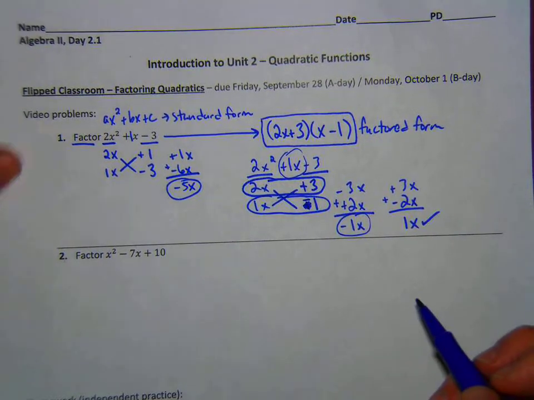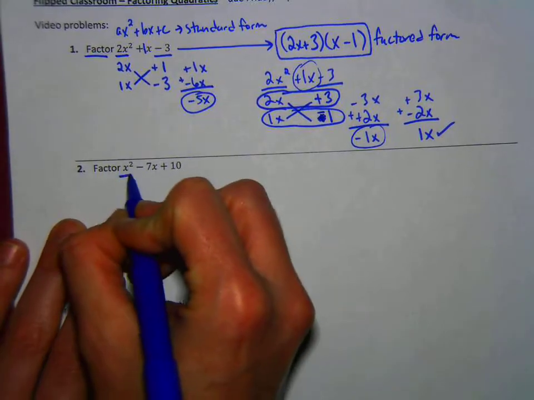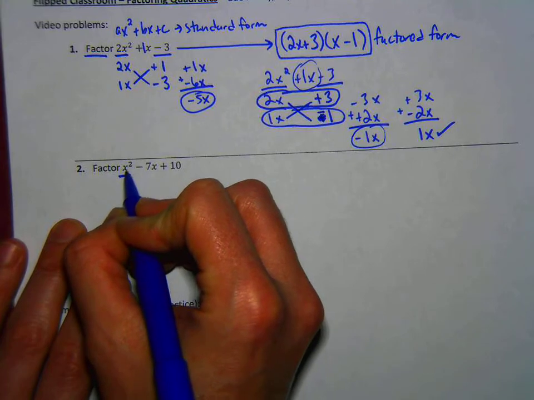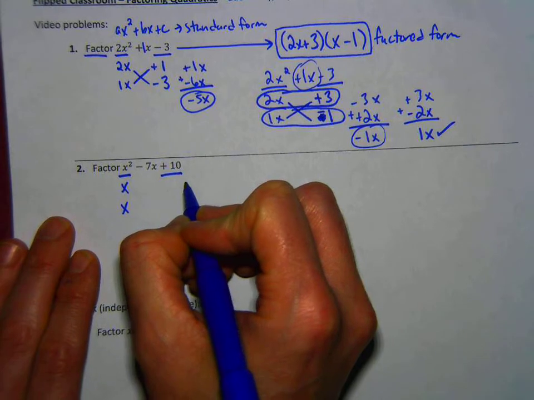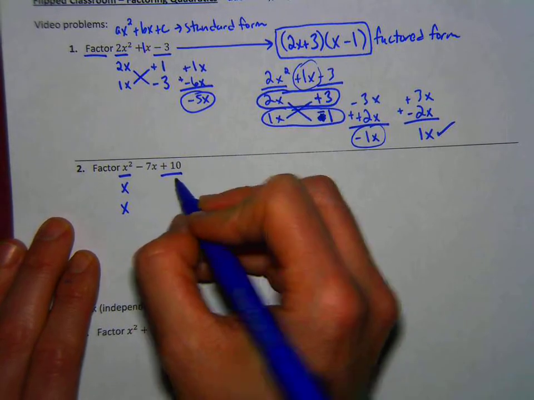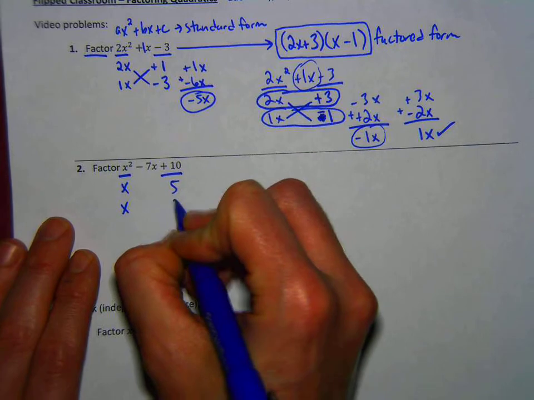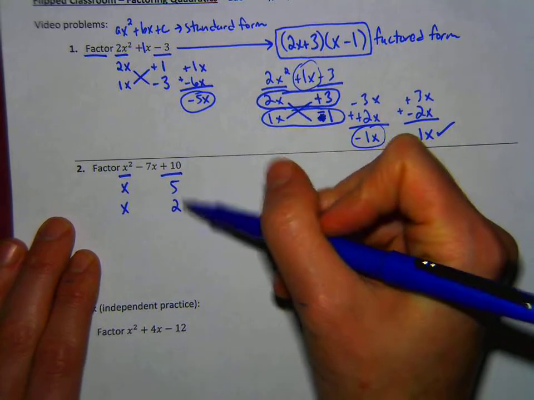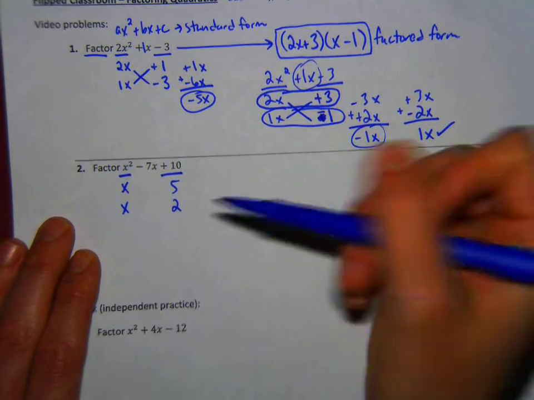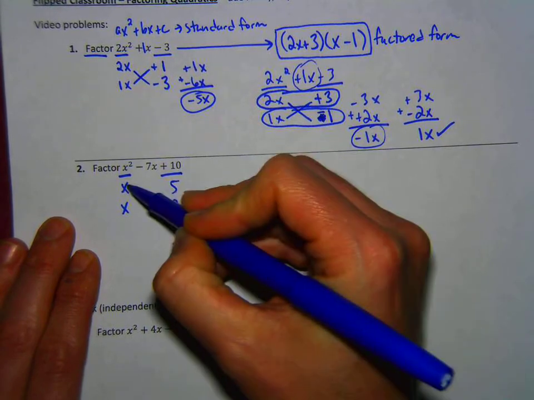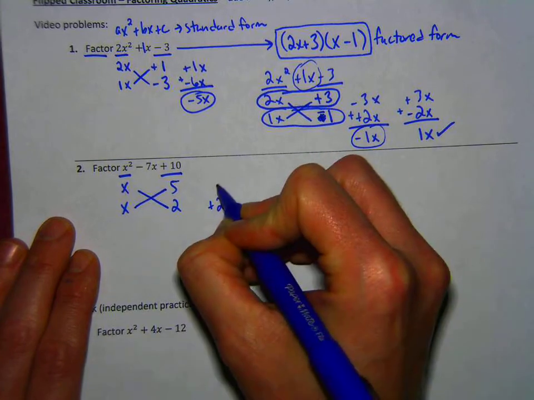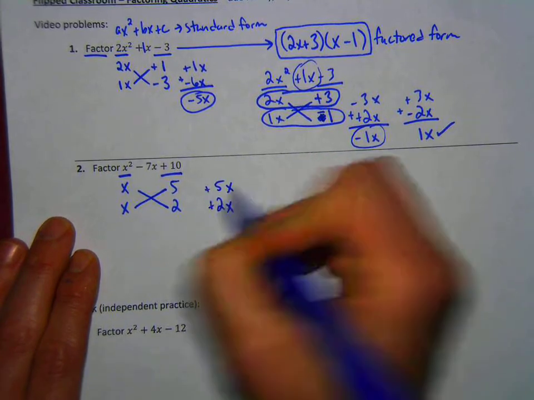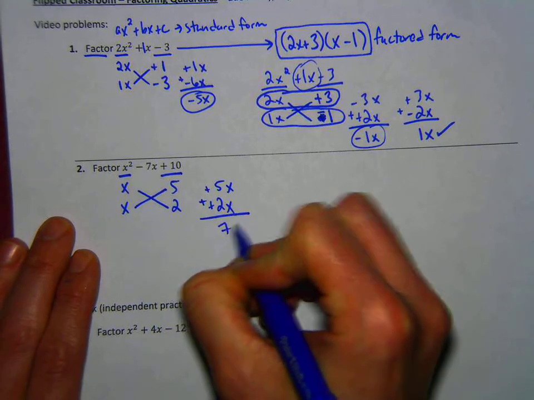Okay, now I'm going to do number 2, and I'm going to do it in the same way. We want factors of x squared. What times what gives me x squared? That's x times x. And I need factors of 10, which is this last term here. When I think of 10, I think of 5 and 2, but you could also try 10 and 1 and see if that works. Here we're going to crisscross multiply. We're going to multiply x times 2, and that gives me a positive 2x. x times 5 gives me a positive 5x. I'm going to add these together. 5x plus 2x is 7x.